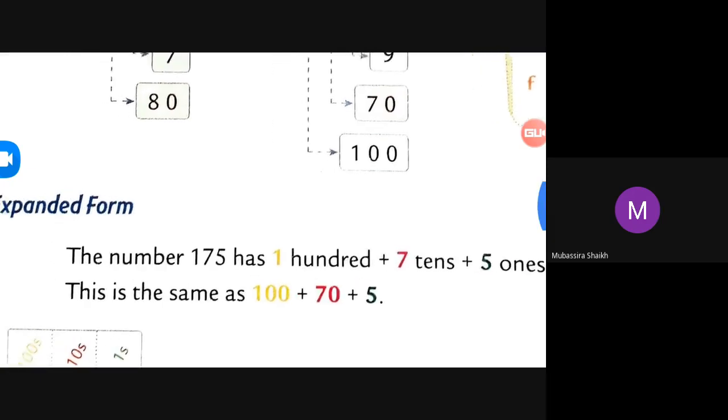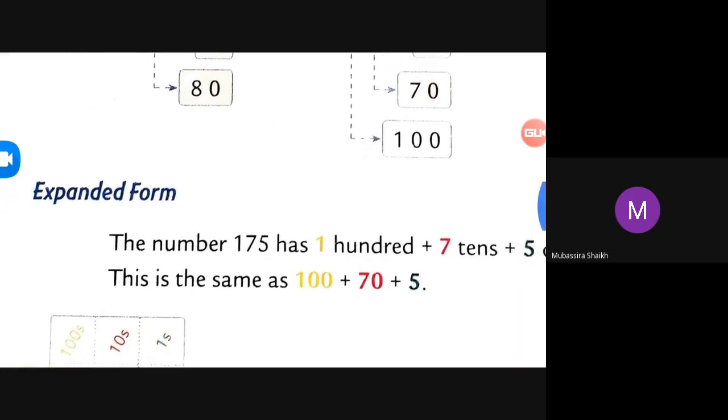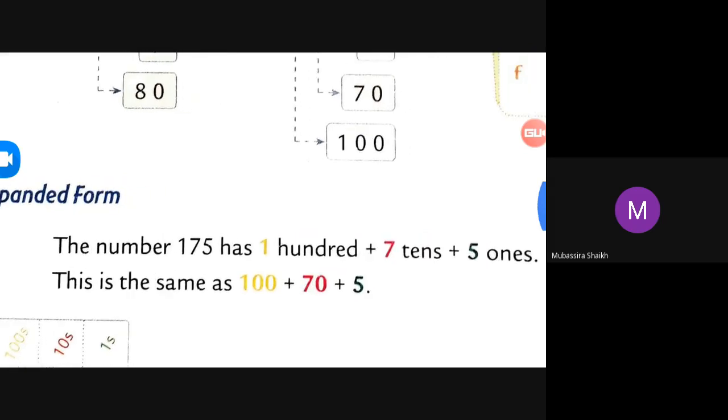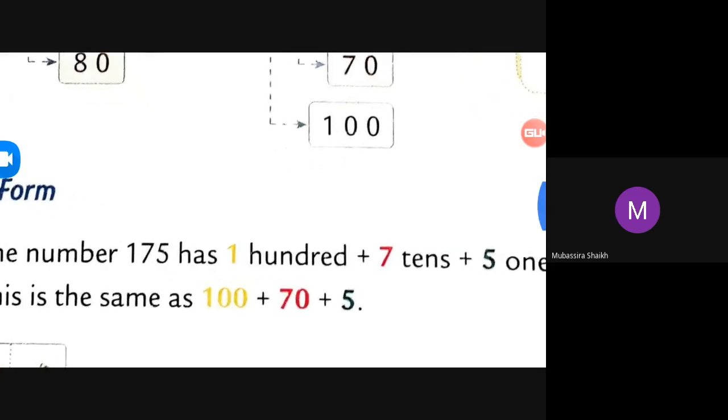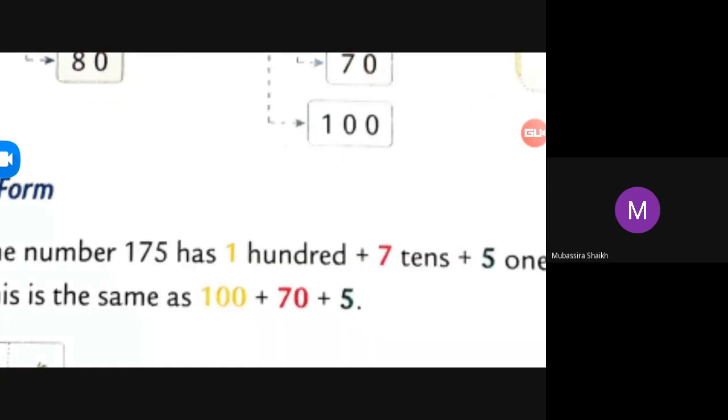Okay, see, this is the expanded form. And see here, 175. So 1 is at the hundreds place, so you have to write down 100 and the spelling of 100. Then put a plus sign. Then 7 is at the tens place.